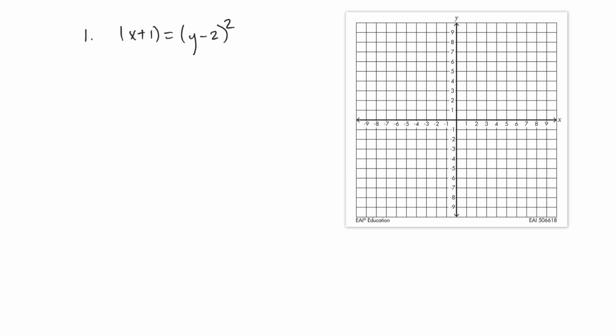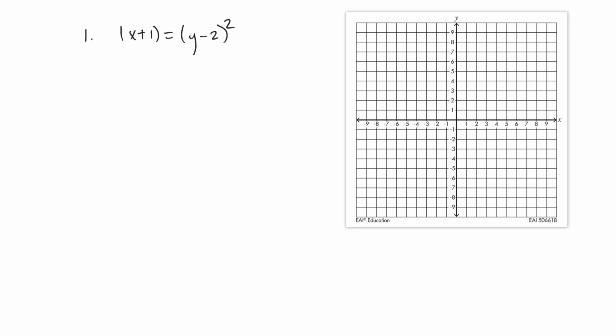The first thing you notice is which variable is in the squared term, right? So this is the squared term. We have a y in the squared term, which means I'm going to be opening the graph either to the right or to the left. And so that is the first step.